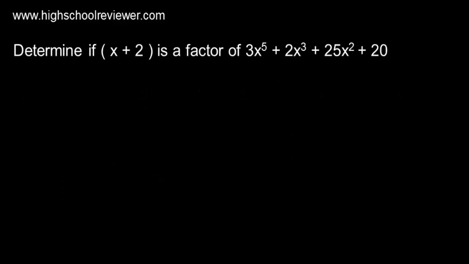Factor theorem for polynomials. Determine if x plus 2 is a factor of 3x raised to the power of 5 plus 2x raised to 3 plus 25x squared plus 20. p, and inside the parentheses will be the opposite sign of positive 2. This is negative 2. We will substitute negative 2 to all the values of x.